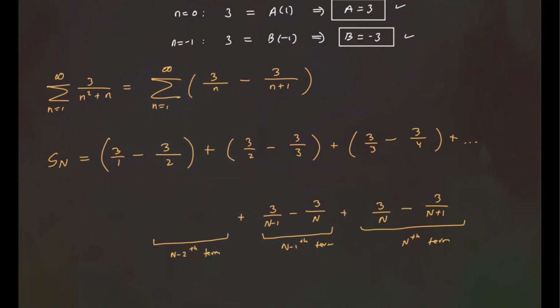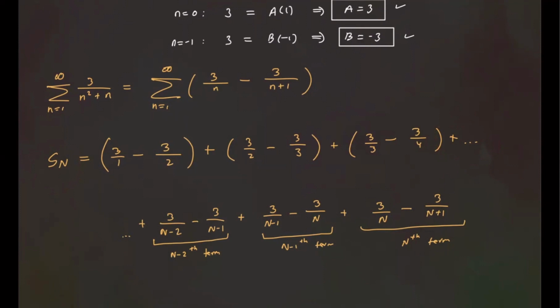So this is the term before the N minus 1th. And that will look like 3 over N minus 2 minus 3 over N minus 1. I hope you see what's going on, and then this will pick up right here. All right, so this is our S_N, the first N terms.